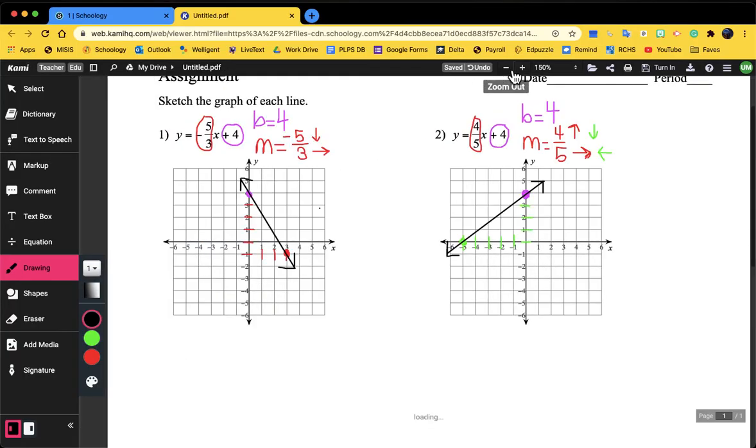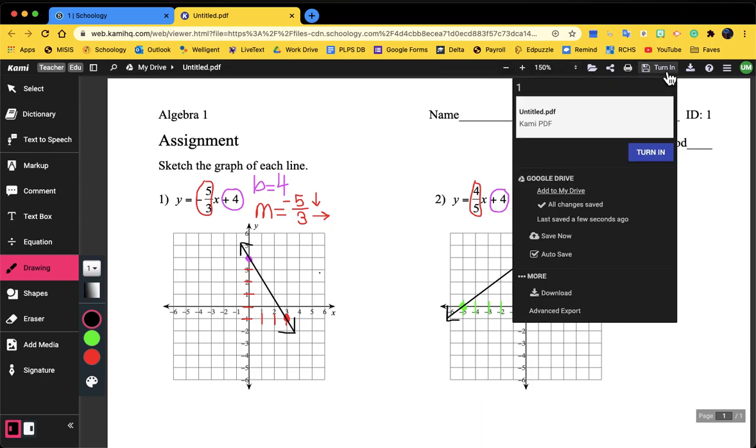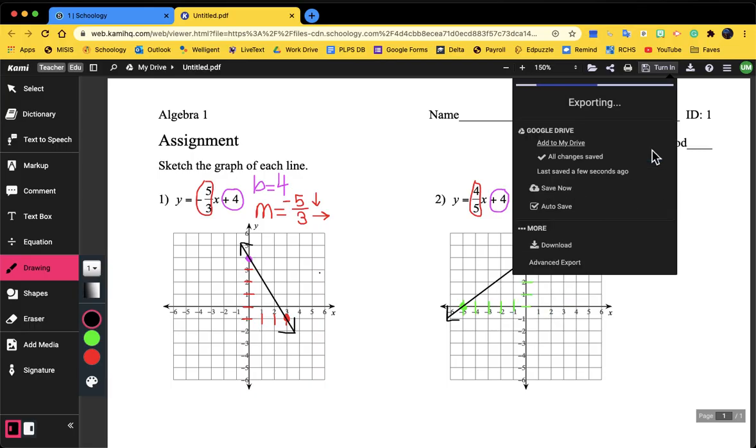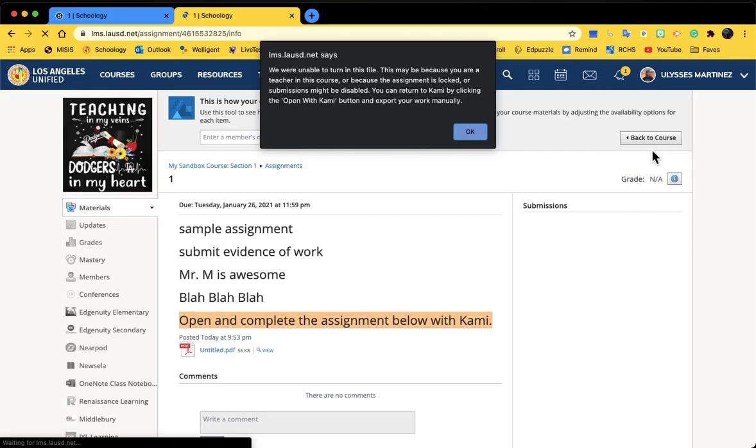And there is both number 1 and 2. Right? So when you're done with your assignment, you're going to come over here where it says Turn In. When you finish the assignment, all 6 problems, you're going to click Turn In. Right? Yes, looks good, I'm done. You're going to click on Turn In. It's going to export, meaning it's taking it out of Cami, but with me, unfortunately, it shows this because I have a teacher account, right? But with you guys, it's a student account.